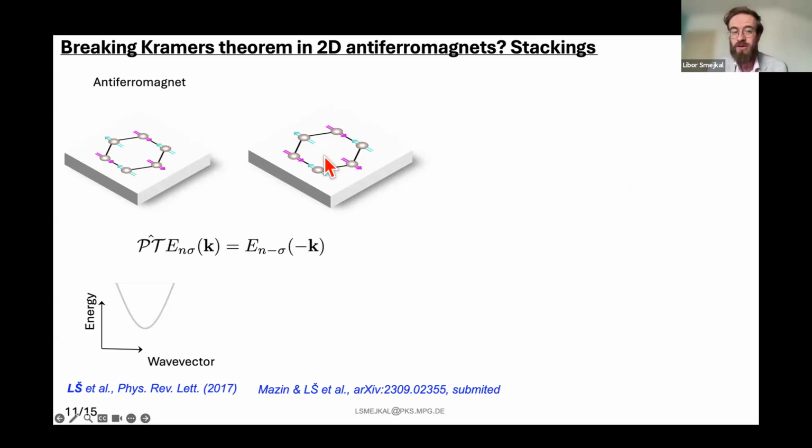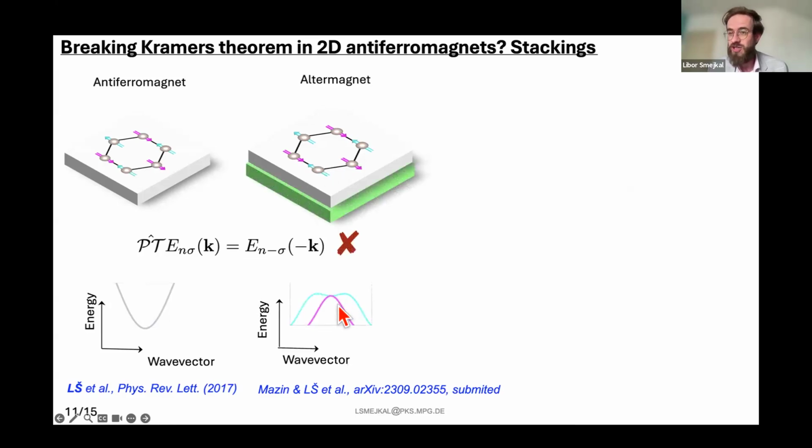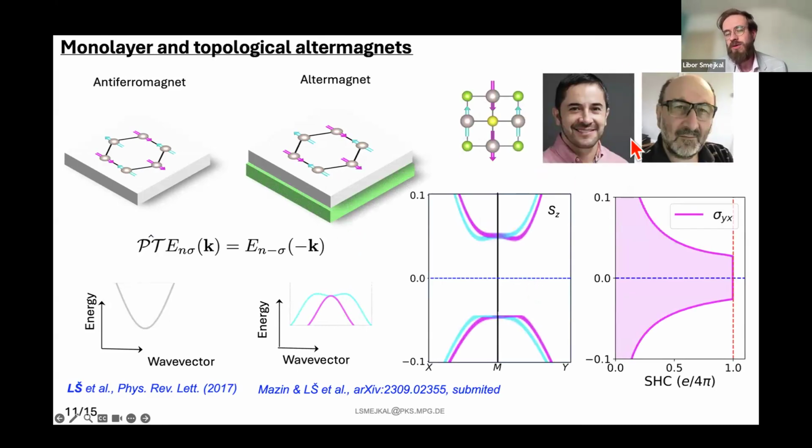But when we put it on some substrate, we actually generate altermagnetic spin splitting. And here we have some examples which we calculated also together with Raphael. And you see that in these altermagnets, you can even generate quantized spin Hall effect. So I think that's also complementary to what we have heard in the previous talks about the altermagnetic band topology.